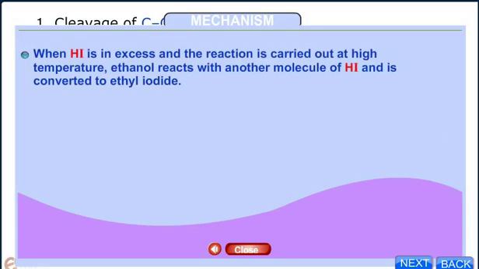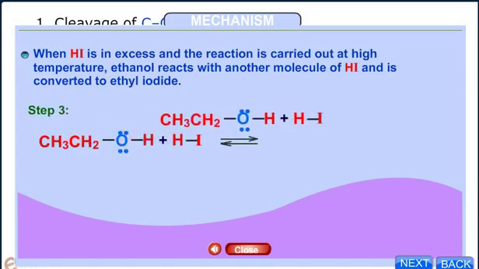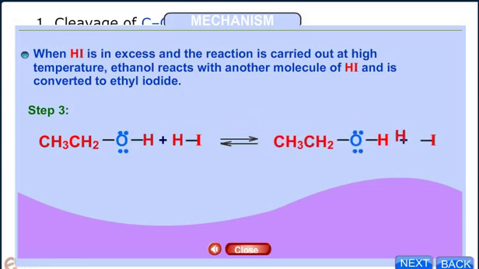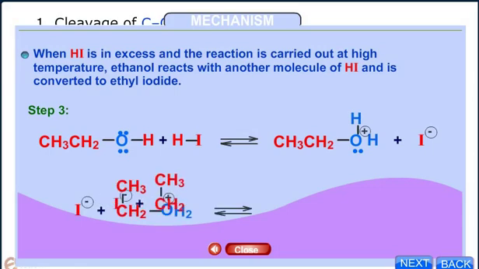When HI is in excess and the reaction is carried out at high temperature, ethanol reacts with another molecule of HI and is converted to ethyl iodide. The step 3 of the reaction is CH3CH2OH + HI ⇌ CH3CH2H2O⁺ + I⁻. Then I⁻ + CH3CH2H2O⁺ ⇌ CH3CH2I + H2O.